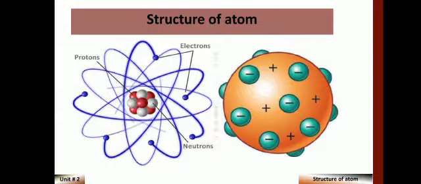Electrons circulate or revolve around the nucleus in a fixed path, which is called an energy level. Electrons have negative charge, protons have positive charge, and neutron is neutral. They have no charge.